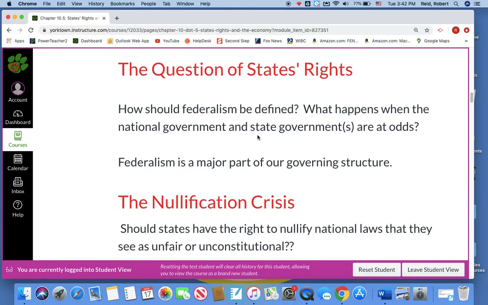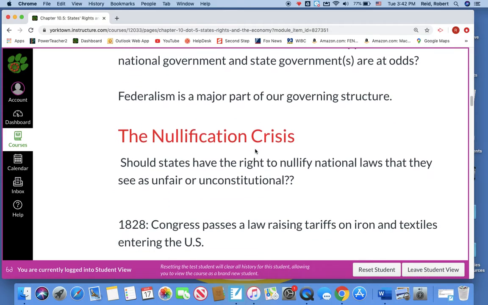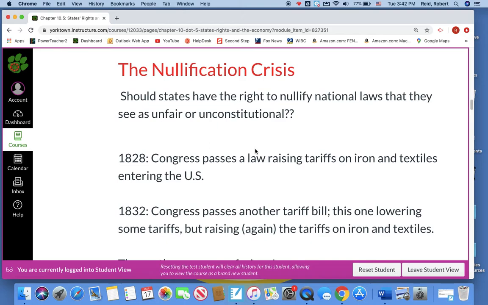The big thing, once again, the question of states' rights. How much power should a state have versus the national government, and what happens when those two kind of crash into each other? Usually, as we looked at with the supremacy clause, in most cases, the federal or national government is going to win out. That led us also yesterday to the idea of nullification.